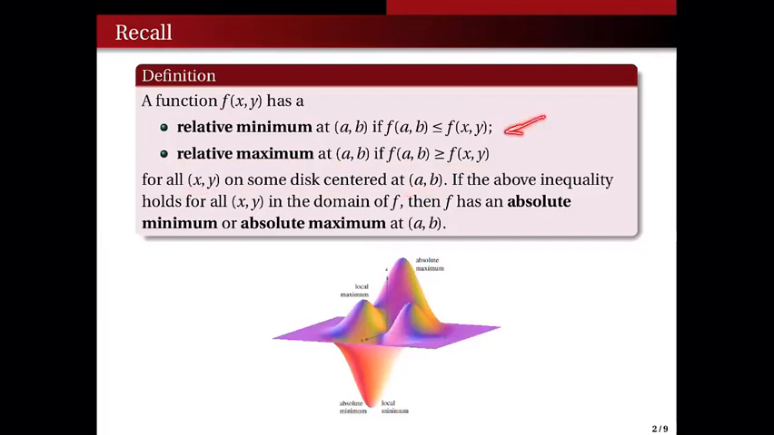With this definition, of course, we assume that the point (a, b) is in the domain of your function f, since you are evaluating your function f at the point a comma b. Now, if the above inequality holds for all x comma y in the domain of f, so for the full domain of f, then we say f has an absolute minimum, or absolute maximum, at the point (a, b).